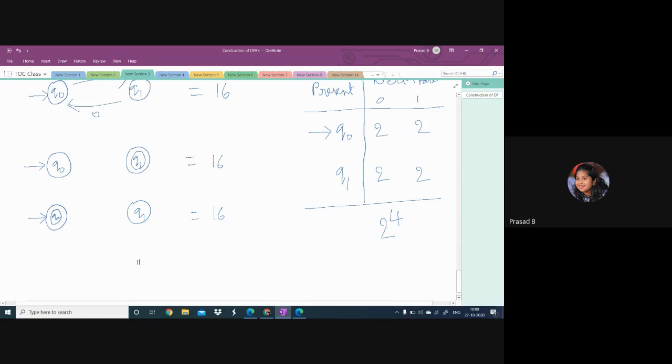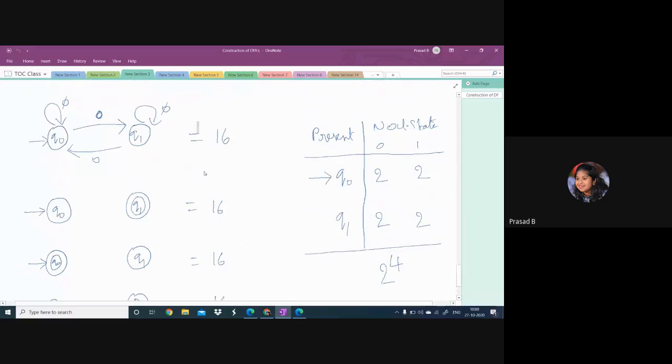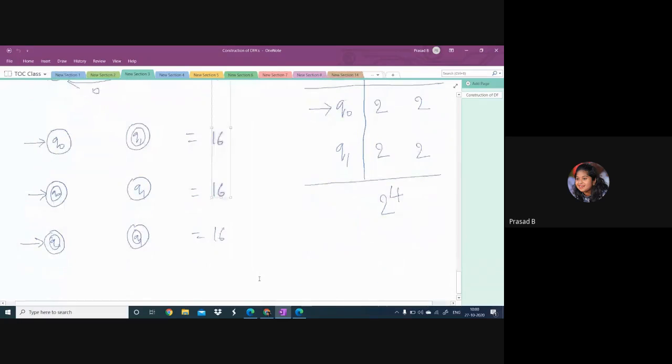Okay. Next, in the next one, I will take both as final, Q naught as final as well as Q1 also final. Again, structurally we will get the same 16, but functionally here, both Q naught and Q1 are final states, and these all 16 are different from these 16. So totally 16, 16, 16. How many? We have 64. There will be 64 DFAs.